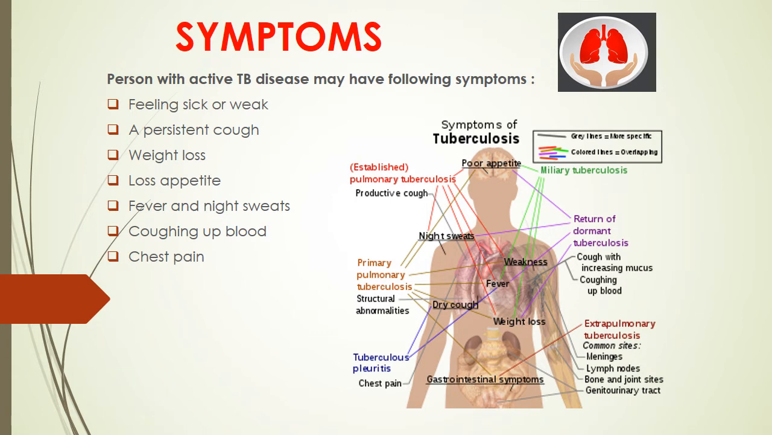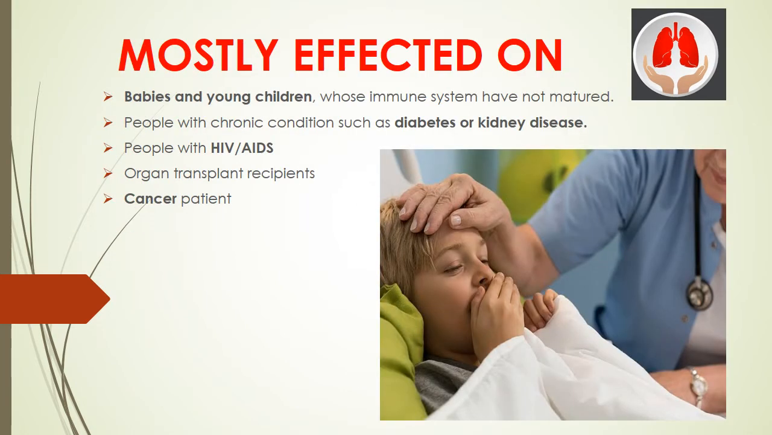Next one is symptoms. The people having tuberculosis may see various symptoms like feeling sick or weak, a persistent cough, weight loss, loss of appetite, fever and night sweats, coughing up blood and chest pain. Next is the person which one is more affected by tuberculosis. So babies and young children are more affected by tuberculosis because their immune system is not matured, and people with diabetes and chronic kidney disease, and people with HIV AIDS, and organ transplant recipients, and last one is cancer.